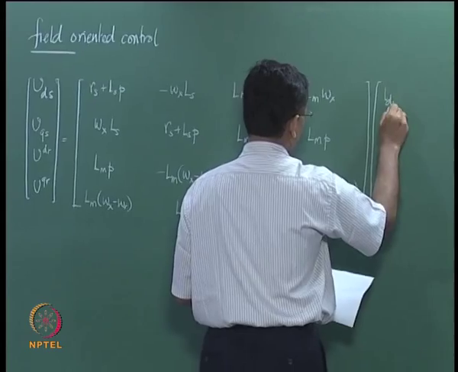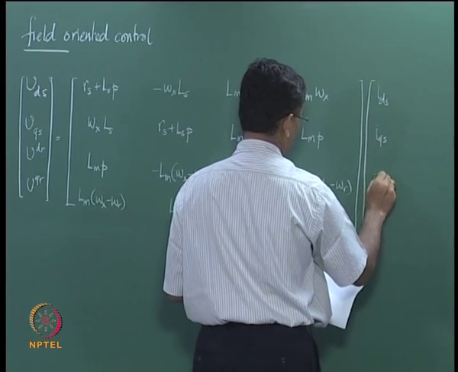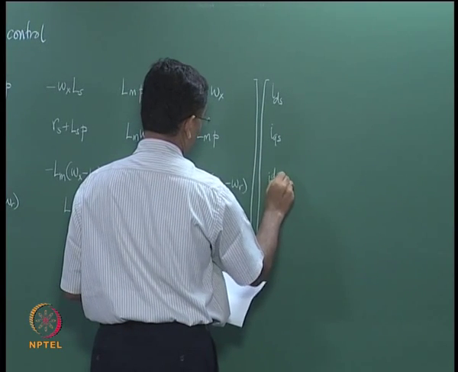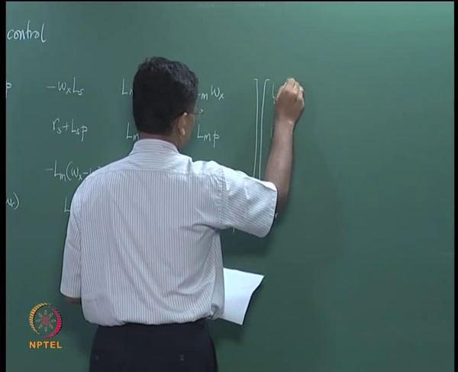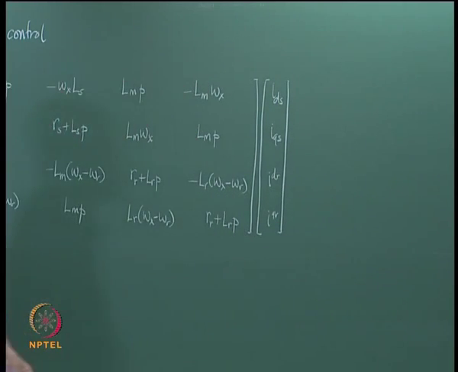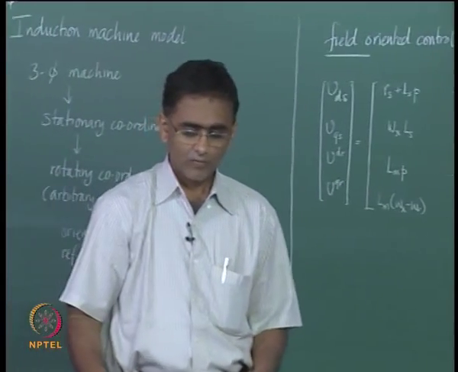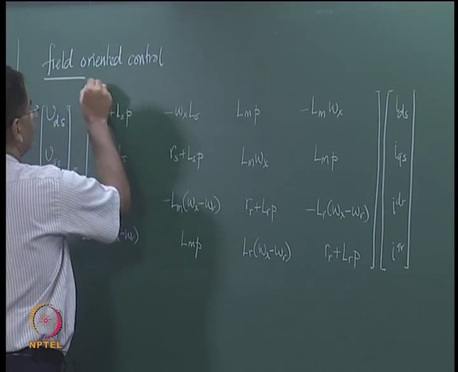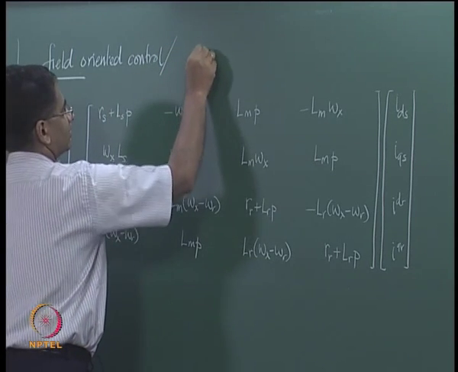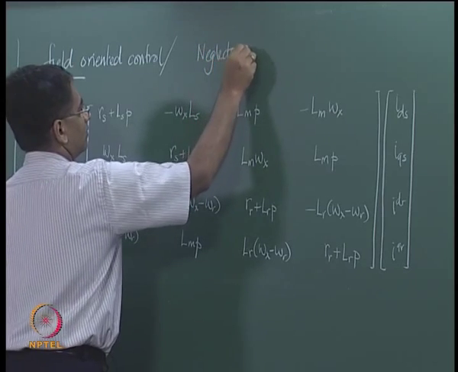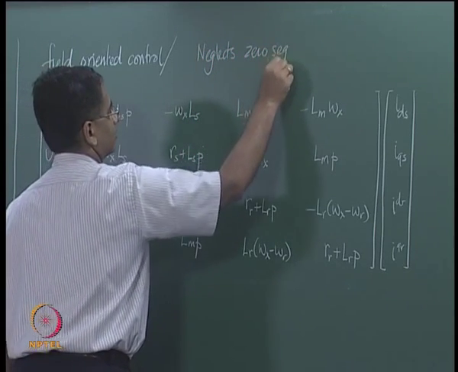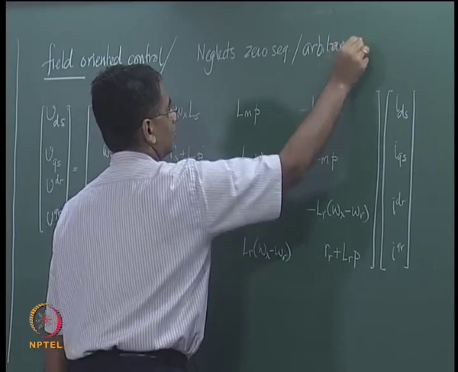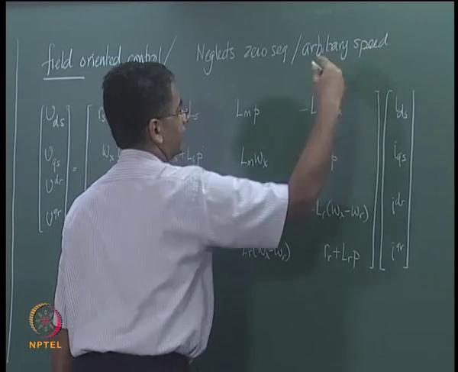You have IDS, IQS, IDR and IQR. This is then the set of machine equations that we were dealing with, neglecting zero sequence. So this set of equations neglects zero sequence terms and is written for arbitrary speed of the reference frame.